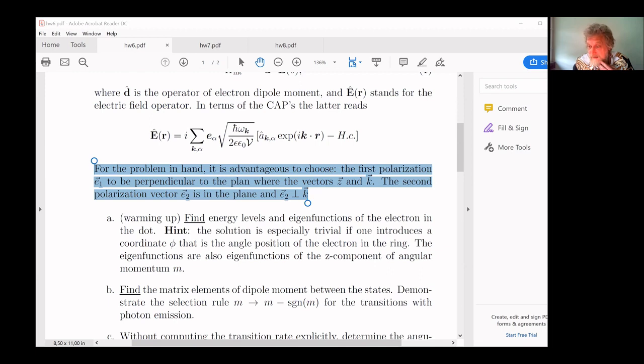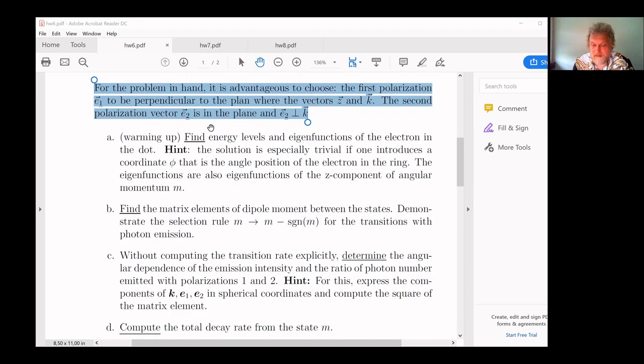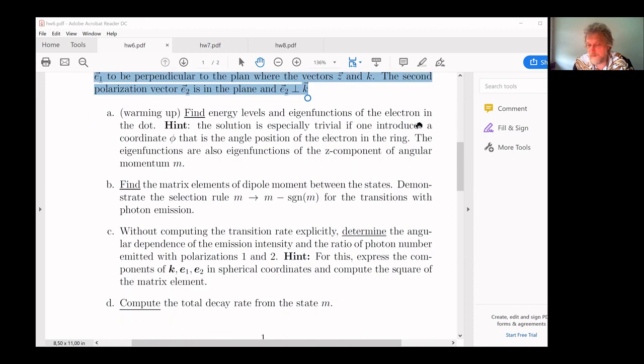Yes, Baron. The question is, is it correct that both polarization vectors E1 and E2 are perpendicular to K? Yes, and it has to be because we are talking about real light. In real light, there's no polarization in the direction of propagation. Good. So more questions about this point? No. All right. Then we go point by point.